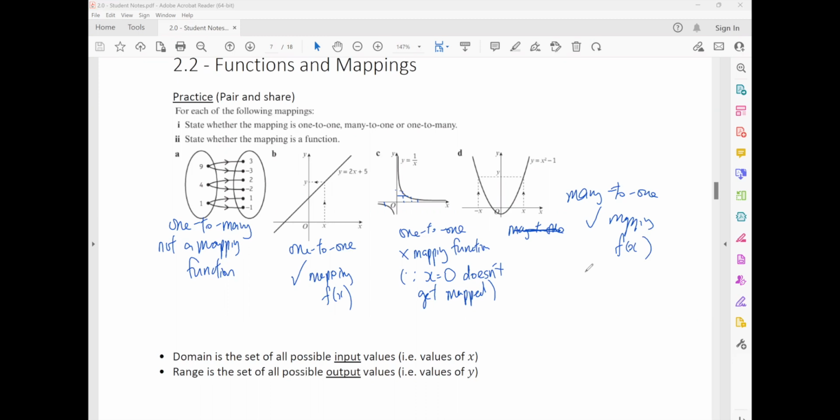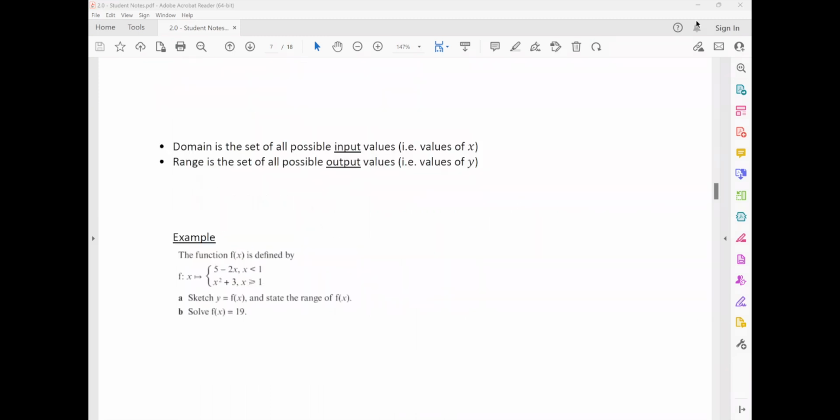Next, we'll talk about domain and range. The domain is the set of all possible inputs. Now, these two are quite important. You have to remember the domain and the range. To remember it, if you put them in alphabetical order, D is before R. So x is before y. So domain is for x, range is for y.